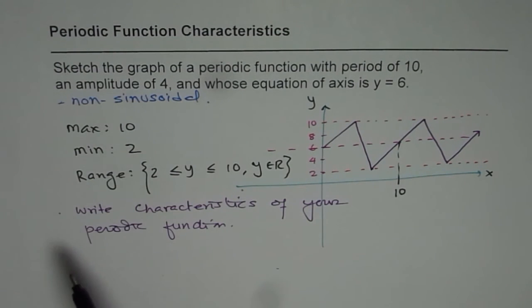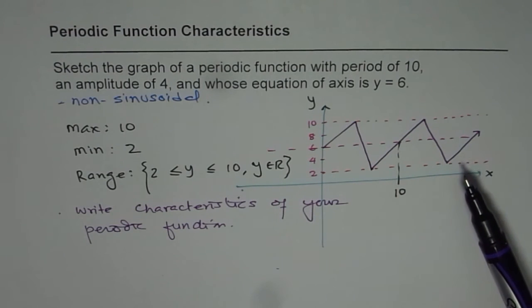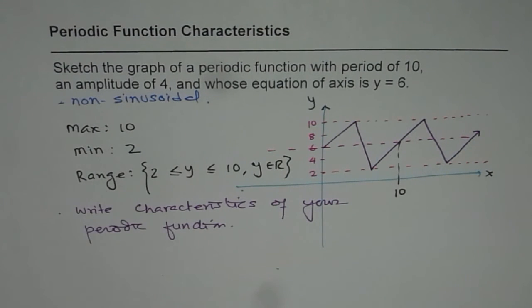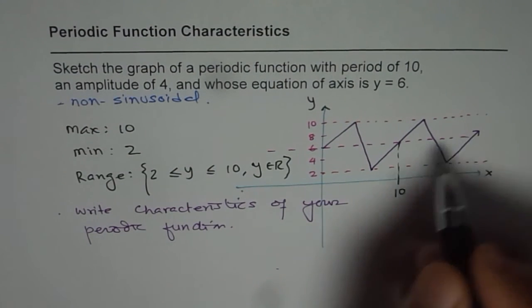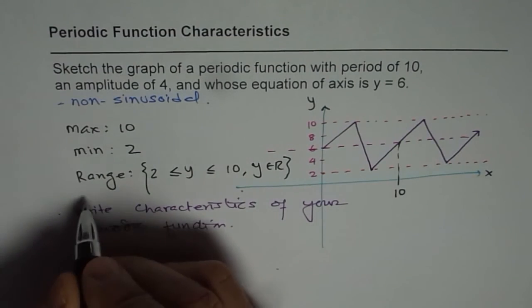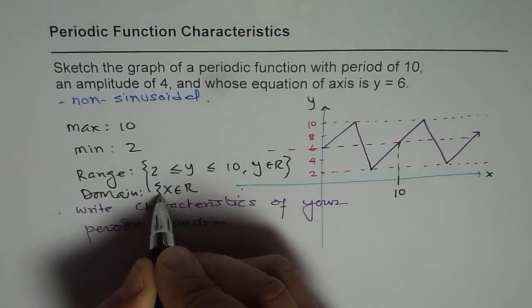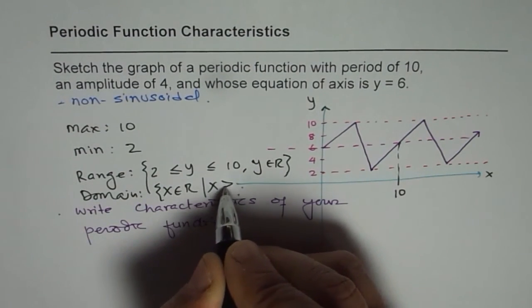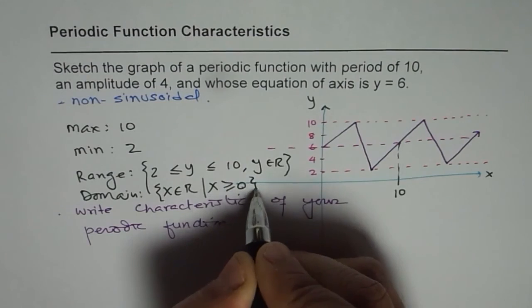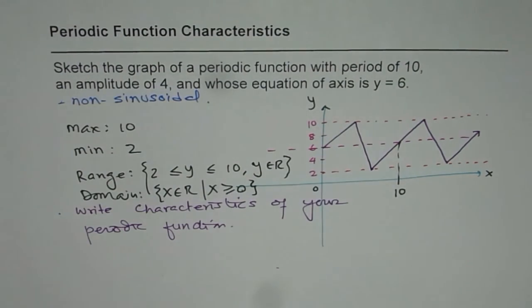Just as I have written here, for this particular periodic function I have a maximum of 10, minimum of 2, and the range is that the y value changes from 2 to 10, and the domain of course is all real numbers since it goes on forever. In this particular case I have domain as x belongs to real numbers where x is greater than or equal to 0, since I have started from 0, right? So these are the characteristics which I could write in addition to what was given to us.